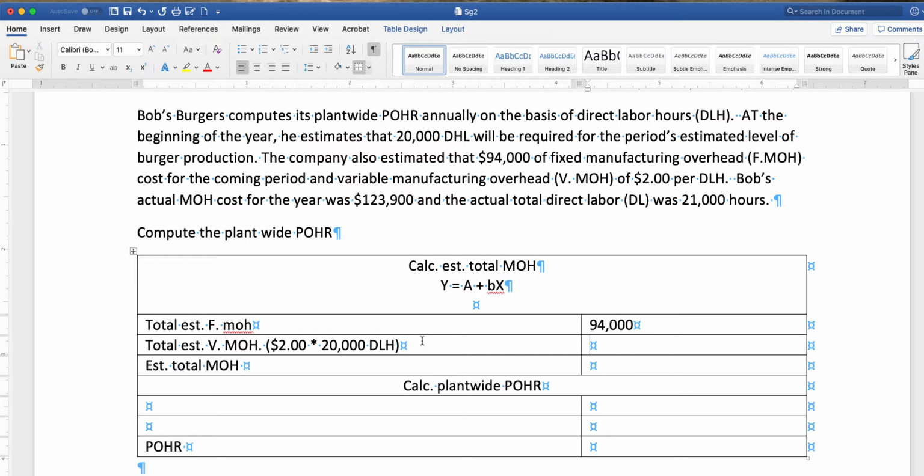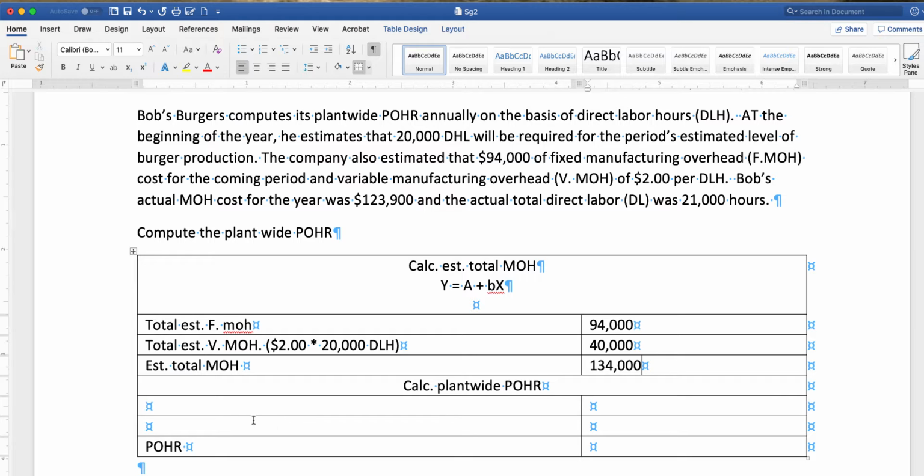So our variable MOH is 40,000. Remember, how do I get my total manufacturing overhead cost? That's easy. I take my fixed portion of MOH plus my total variable portion of MOH. I add those up. 94,000 plus 40,000, if my math is right, gives us $134,000.